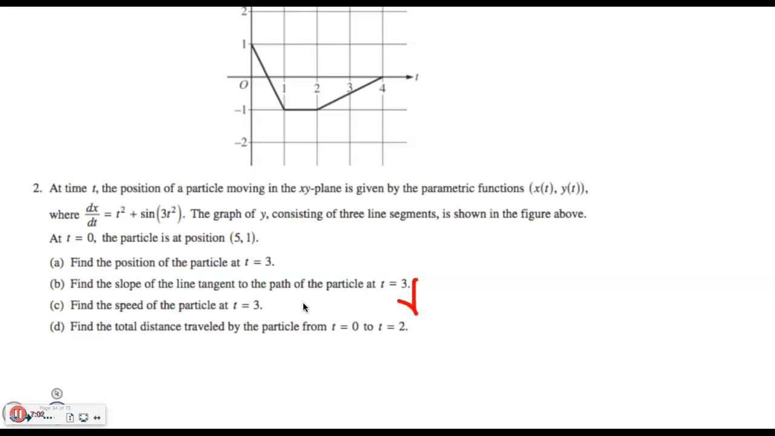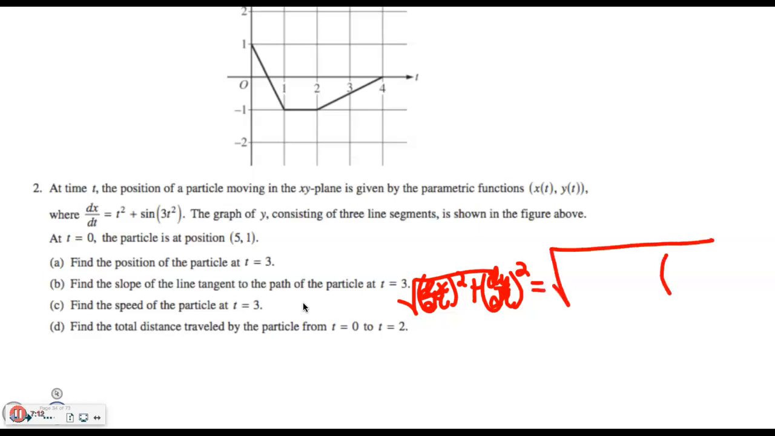So your speed, you're going to say it's the square root of dx/dt squared plus dy/dt squared, which is the square root of, and our dy/dt was 1/2 squared, so you can even just do a 1/4. And remember, when we're not on our calculator, to 3 decimal places, and to square your dx/dt squared at t equals 3, whatever you got for 9 plus sine of, what would it be, 27, right?